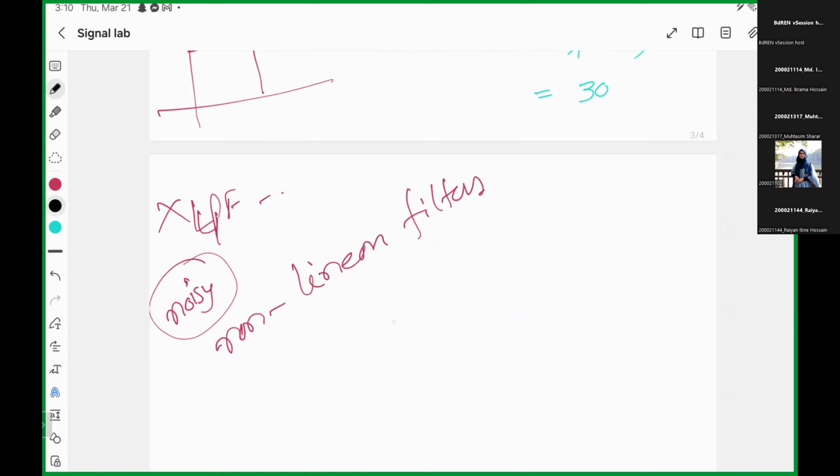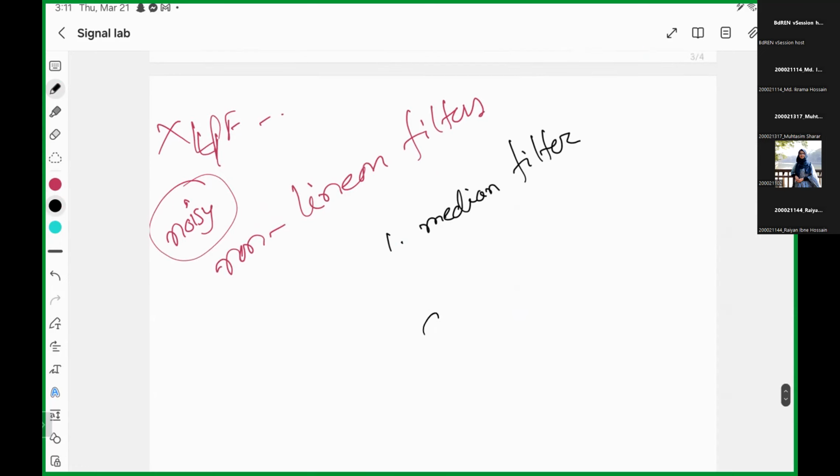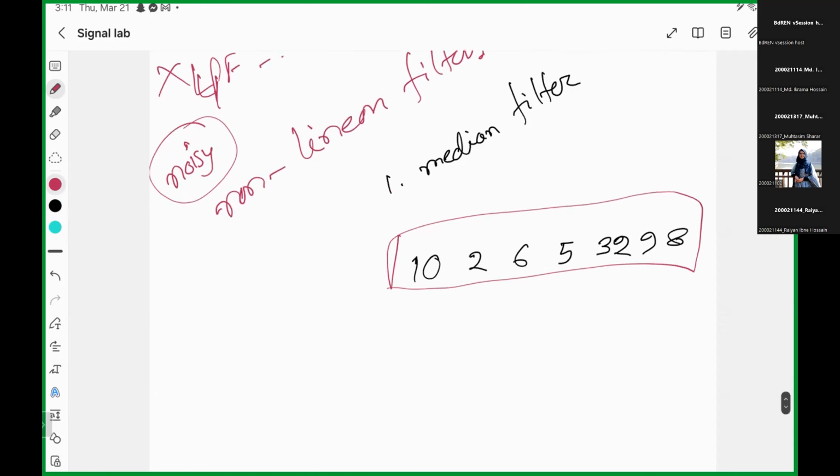What kind of non-linear filters? One of them is median filter. Okay. So a median operation is actually a non-linear operation. How do you calculate a median of a value? So if I have this list of values, what will be the average value? Average value is the summation of all the values divided by the number of values, right? But for median, we'll sort the values first: 2, 5, 6, 8, 9, 10, 32. Then whatever is in the middle, that will be your median. So the median value usually goes somewhere in the middle.